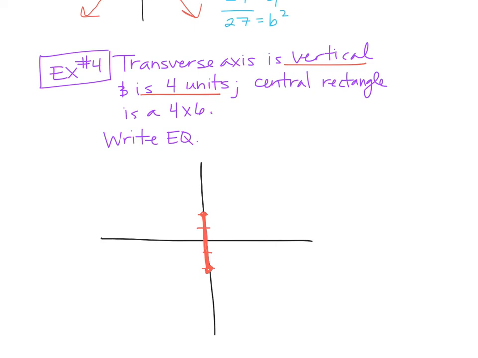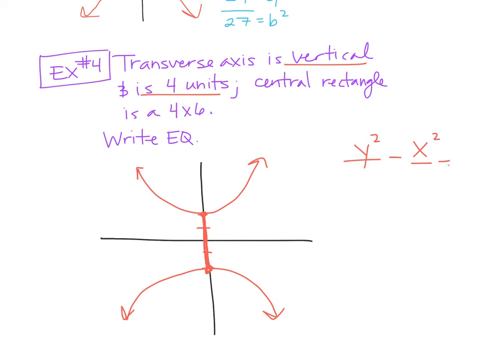That means if these are vertices here, our graph is looking like this. Okay, that should give you one piece of information. When the graph opens up and down like this is when your y squared comes first. So we should know right now that it's y squared over something minus x squared over something equals 1. Okay, now it's our job to figure out what those somethings are.